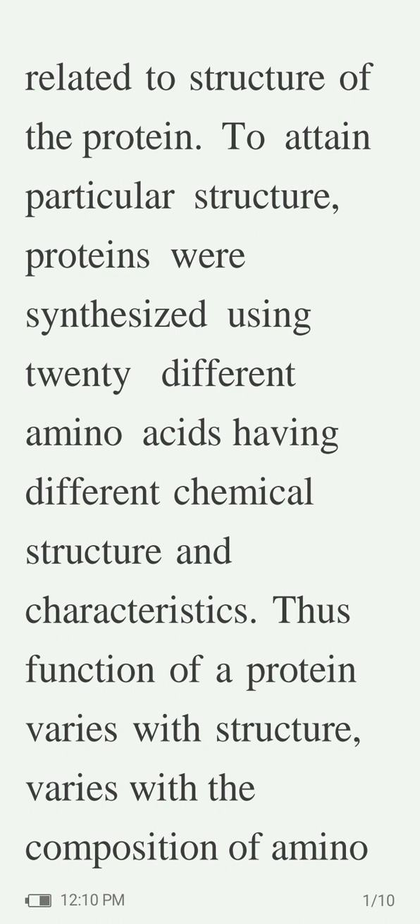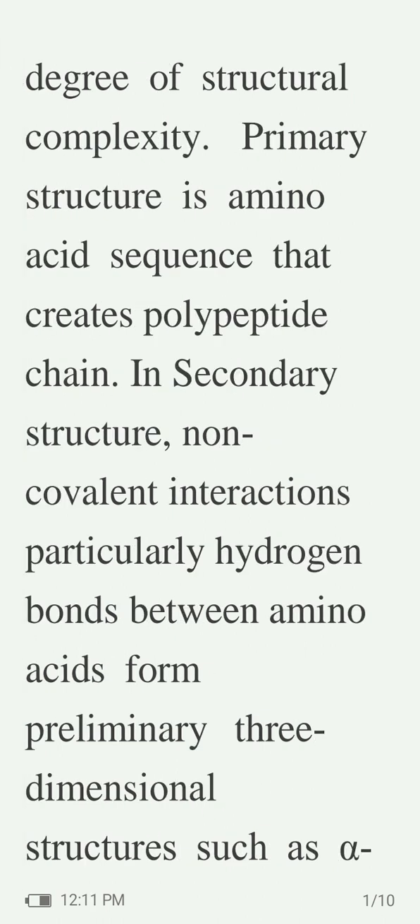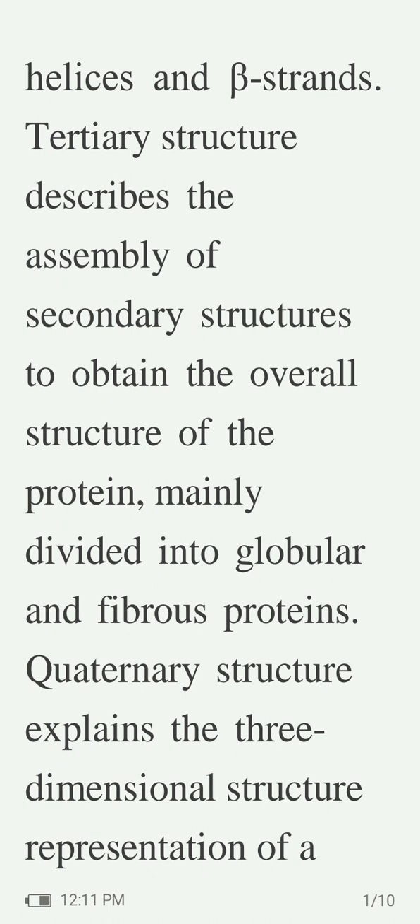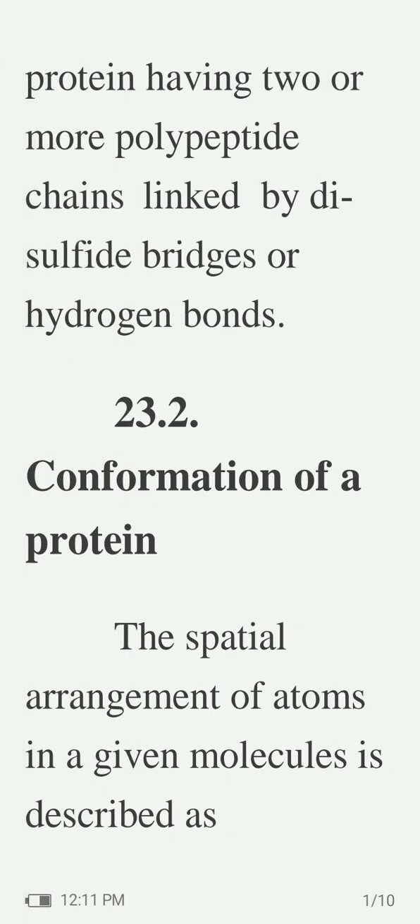Protein structure classification. The structure of a protein can be classified into 4 classes: primary, secondary, tertiary, and quaternary structures, by degree of structural complexity. Primary structure is the amino acid sequence that creates the polypeptide chain. In secondary structure, non-covalent interactions, particularly hydrogen bonds between amino acids, form preliminary 3-dimensional structures such as alpha helices and beta strands. Tertiary structure describes the assembly of secondary structures to obtain the overall structure of the protein, mainly divided into globular or fibrous proteins. Quaternary structure explains the 3-dimensional representation of a protein having 2 or more polypeptide chains linked by disulfide bridges or hydrogen bonds.